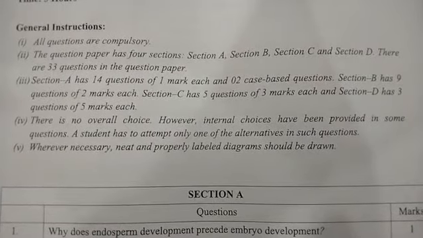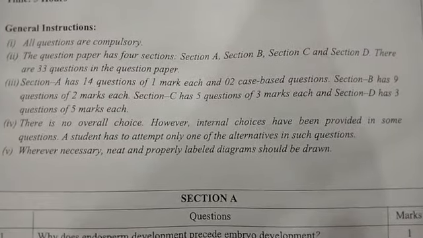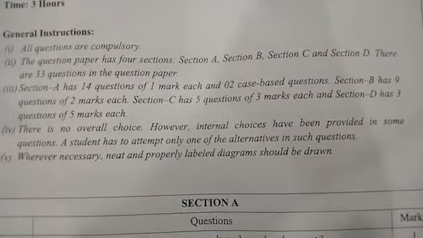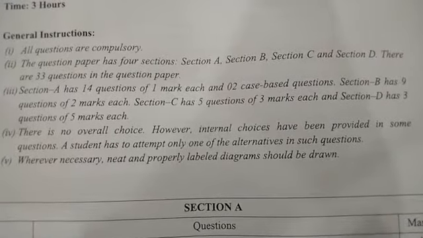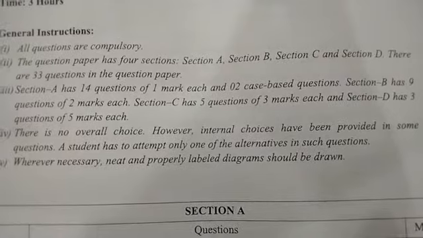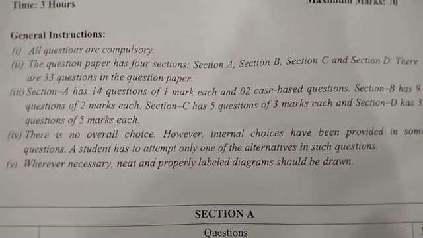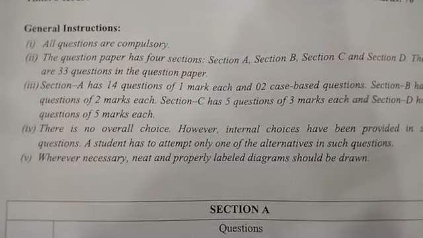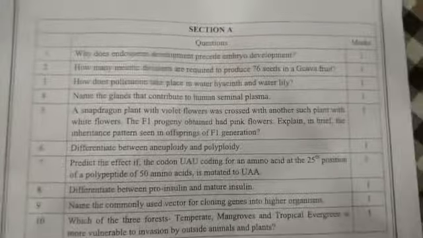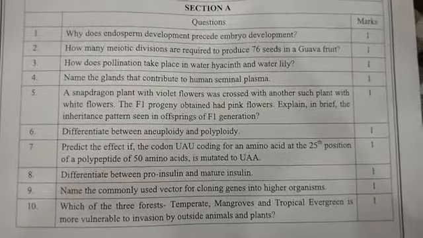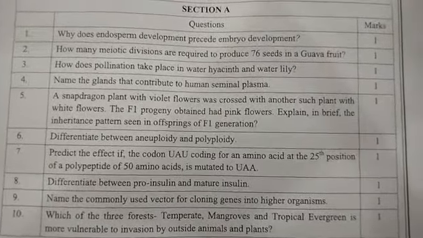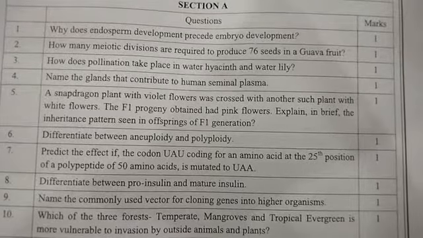And there is no overall choice. However, internal choices have been provided in some questions. A student has to attempt only one of the alternatives in such questions wherever necessary. And neat and properly labeled diagrams, which I have been telling you always, very, very important, you should be drawing. So finally we come to section A. I hope it's very clear. You are able to read the paper.